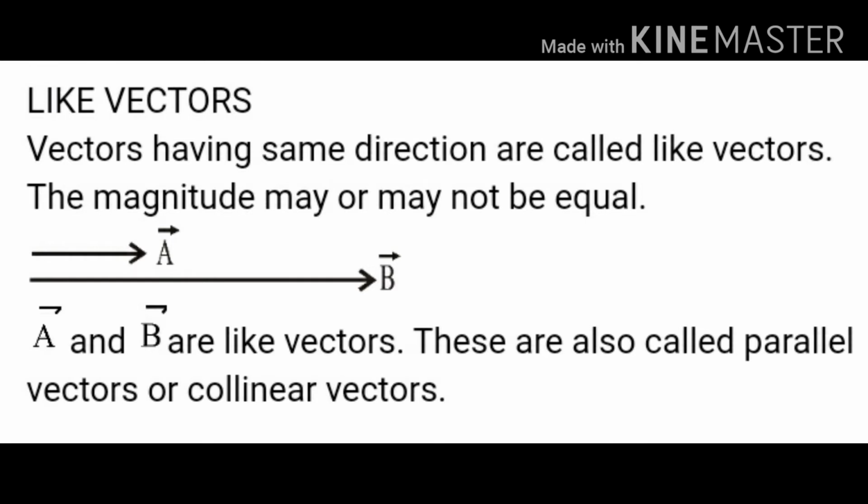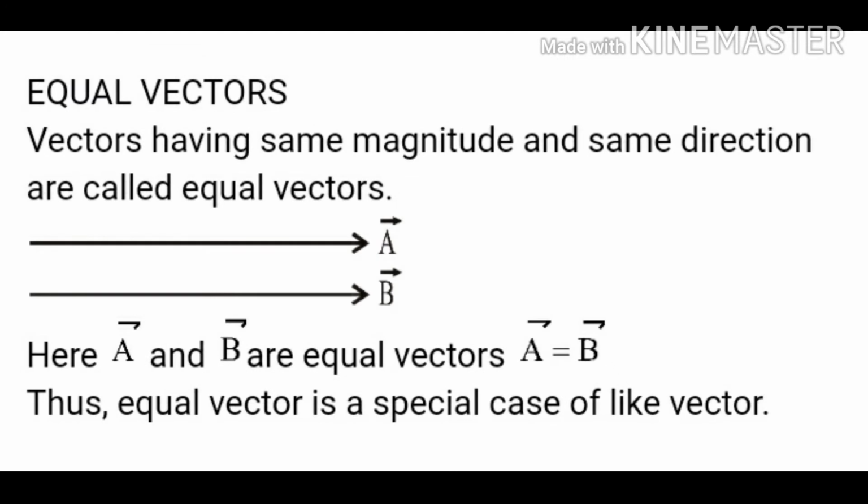Now move to the second type, which is equal vectors. Vectors having the same magnitude and same direction are called equal vectors. Here A vector and B vector are equal vectors. It means A vector is equal to B vector. Thus, equal vector is a special case of like vector.